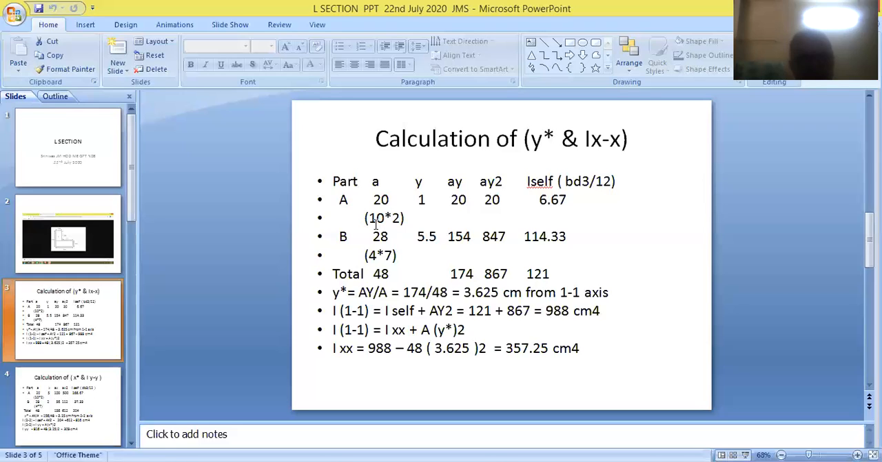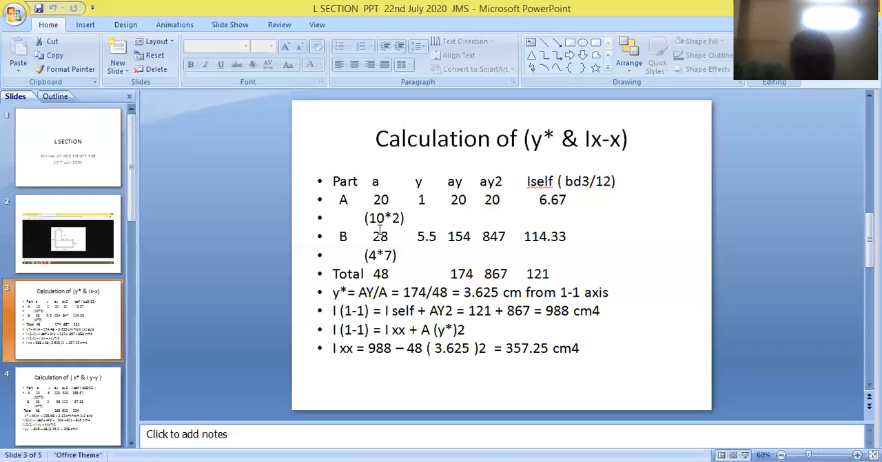That means the width of the component has to be written in the first place. The depth of the component has to be written in the second place. Similarly, the width of this component has to be written in the first place and the depth of the component has to be written in the second place. So finally, friends, by writing clearly within these values, within the brackets, you will be selecting B and D values properly for measuring the values of I self.